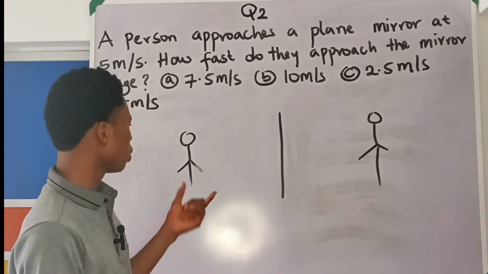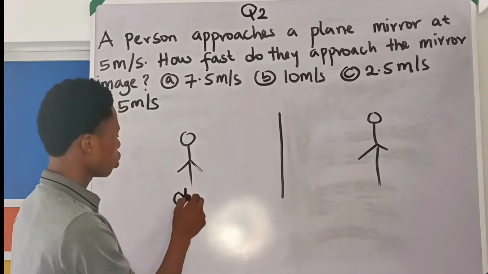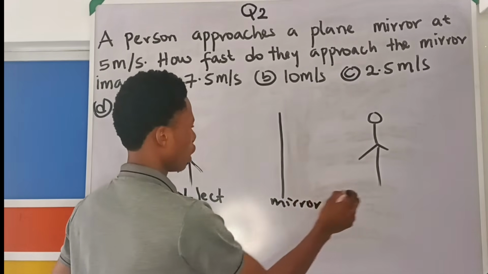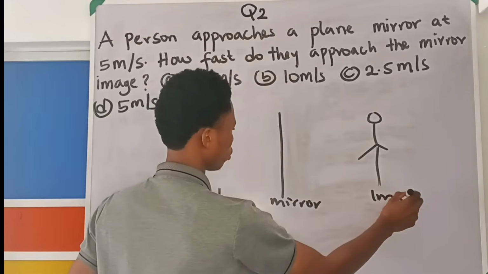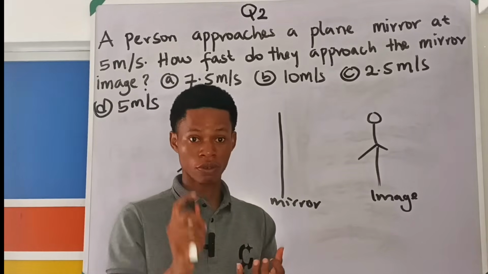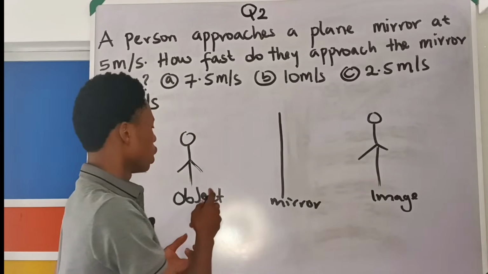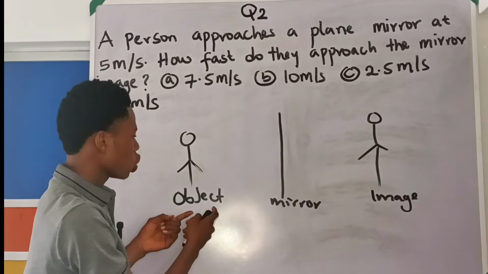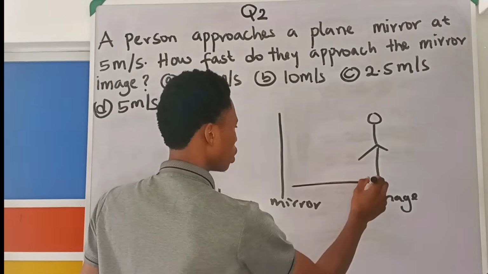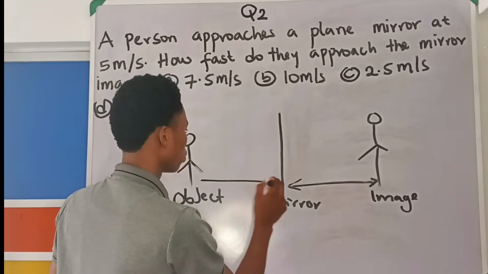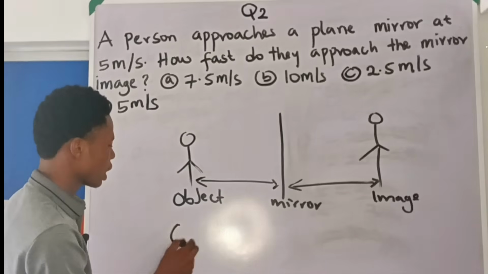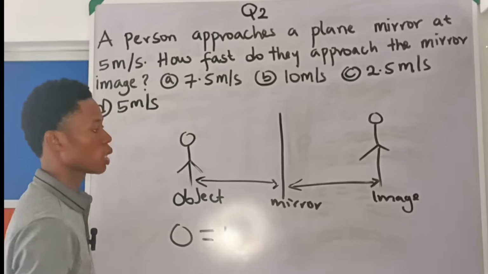So if this is the person, let's say this is the object, and this is the mirror, and this is the mirror image. If you've seen a mirror before, that thing you used to view yourself, you agree with me that the distance between you and the mirror is always the same as the distance between the image and the mirror. So the object distance is always equal to the image distance, right?